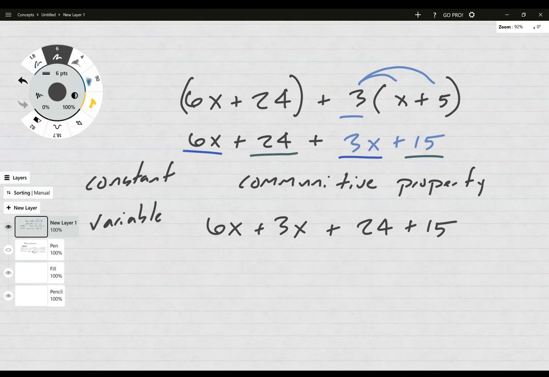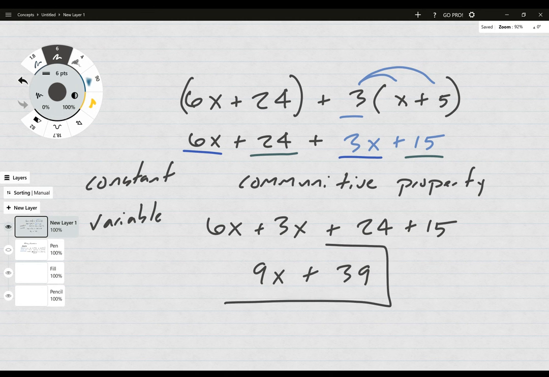6x plus 3x is 9x. Plus, because it's addition, 24 plus 15, and that's 39. And I can't do anything else to this expression. I can't factor anything out because I know that 9 does not go into 39. So this is my final expression. So 9x plus 39 equals my 6x plus 24 plus 3 multiplied by x plus 5 by using the distributive property and the commutative property.